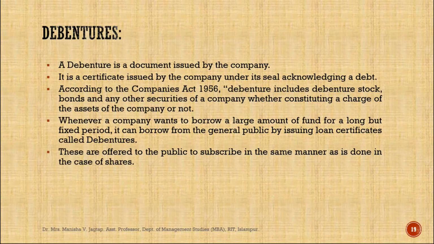This is the debenture, which is again a very important source of finance for the organization. A debenture is a document that is issued by the company. It is a certificate that is issued by the company under its seal, acknowledging a debt. That means it is a written acknowledgement of money borrowed. It specifies the terms and conditions such as rate of interest, time of repayment, security offered, etc.